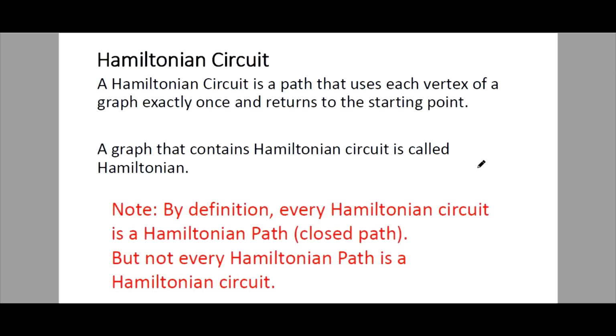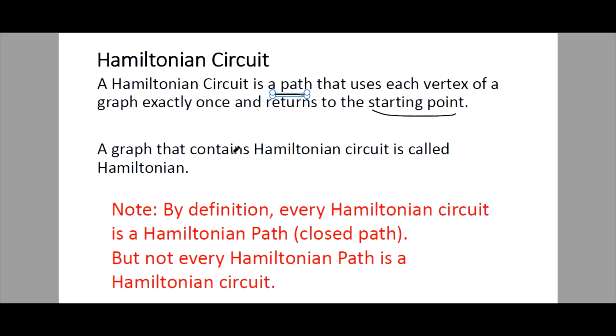Now let's go to Hamiltonian circuit. A Hamiltonian circuit is a path. So it's still a path that uses each vertex of a graph exactly once and returns to the starting point. Meaning, every Hamiltonian circuit is a Hamiltonian path. It's just closed because it starts and ends with the same starting point or vertex. But not every Hamiltonian path is a Hamiltonian circuit.